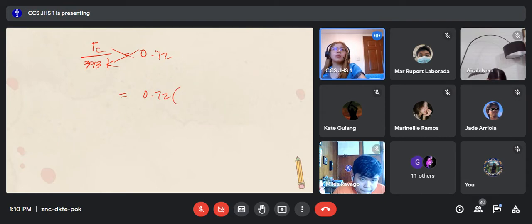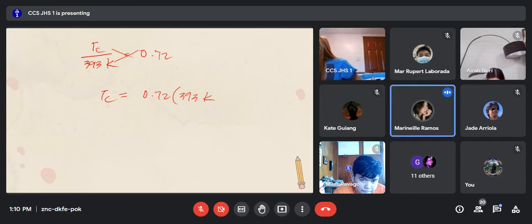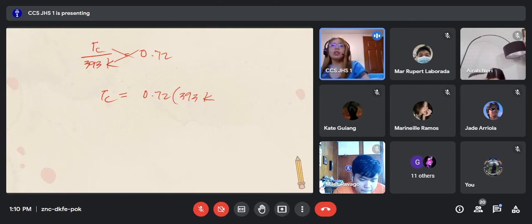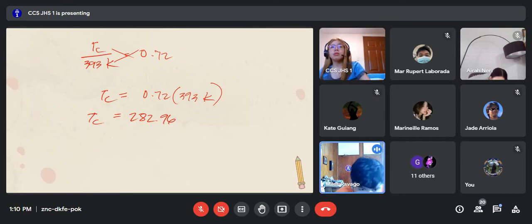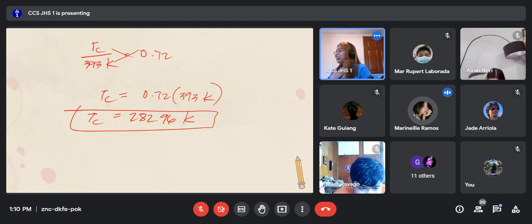0.72 times 393 Kelvin. What is the answer? 282.96. What is the unit? Kelvin, since it is a temperature. Don't forget. Okay, kindly screenshot.